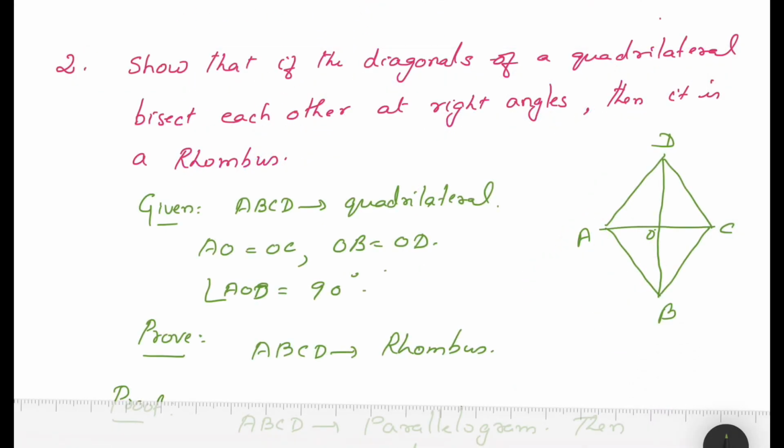The next question is, show that if the diagonals of a quadrilateral bisect each other at right angles, then it is a rhombus. It is almost similar to the previous question. There we had to prove it was a square, so we did 3 steps. First, you proved the quadrilateral is a parallelogram. Then you proved the adjacent sides are equal, and then you proved the vertices are 90 degrees. Now, here you have to prove only a rhombus.